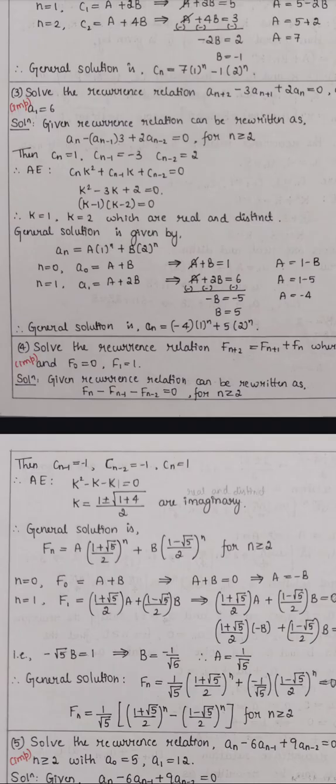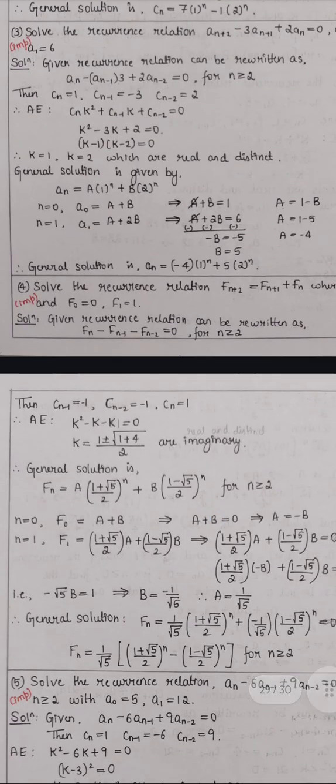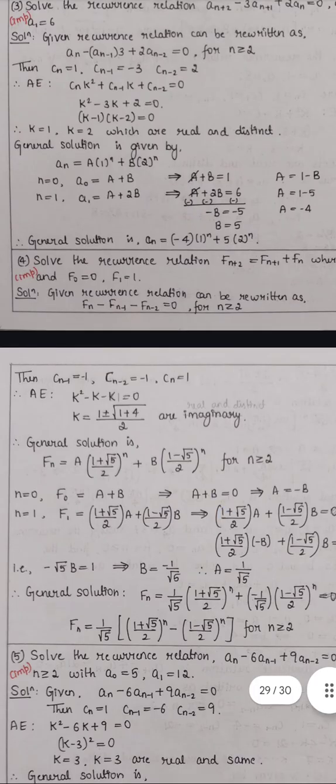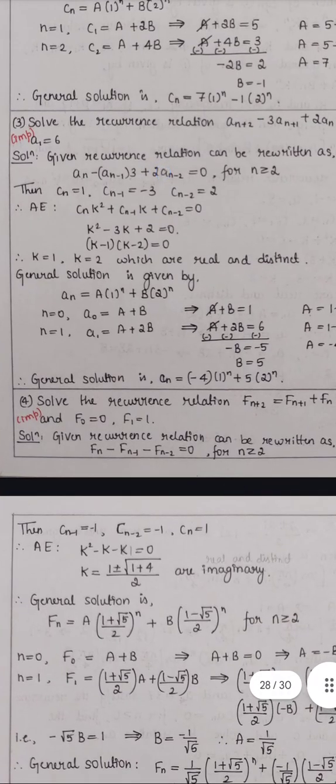So we have Cn k square plus Cn minus 1 k plus Cn minus 2, that is k square minus 3k plus 2 equals 0. K minus 1, k minus 2. K is 1 and 2, which are real and distinct. So the solution is given by an equals a into 1 power n plus b into 2 power n.